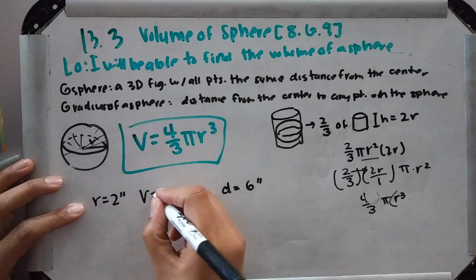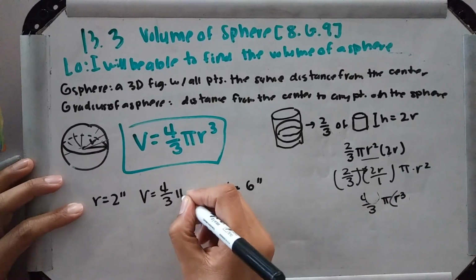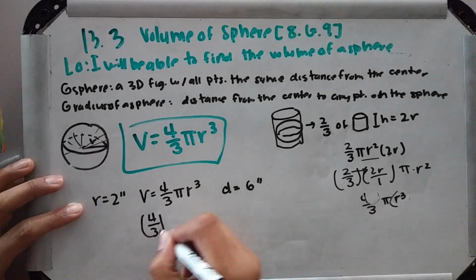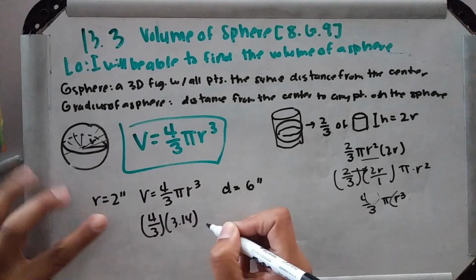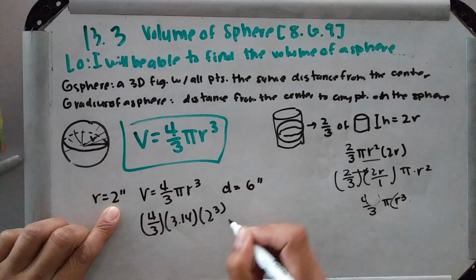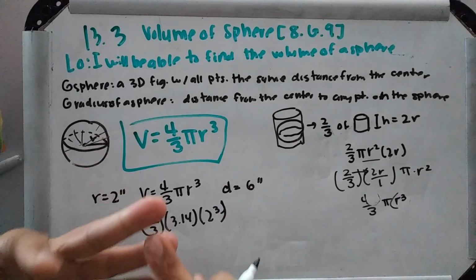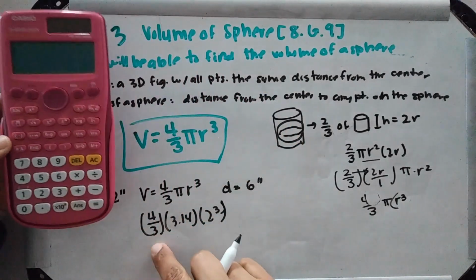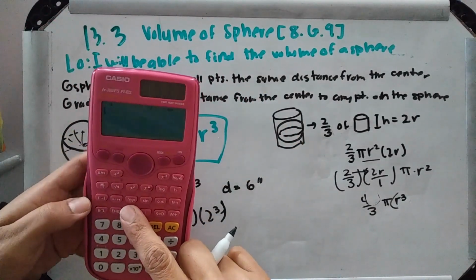So let's go ahead and do this. The only thing you're gonna do is plug in your values. So you have it like this. I'm gonna go 4/3 times 3.14 times radius is 2, so 2 to the third power. Remember, this is not 2 times 3, this is 2 times 2 times 2, which is 8. So I'm gonna plug that in my calculator. I recommend that you keep it as a fraction. If you round it, that's when you're gonna get a little off.